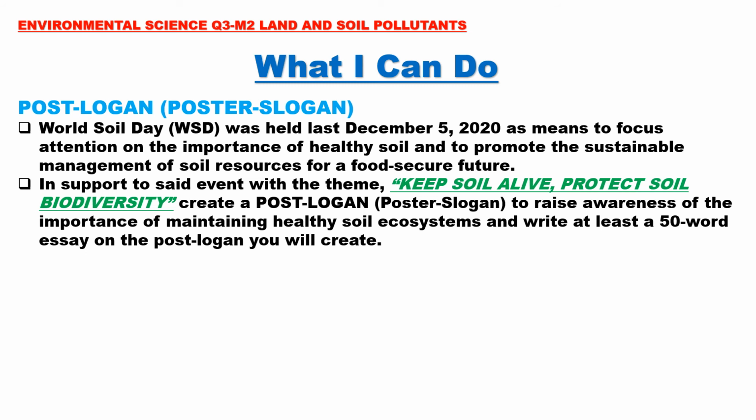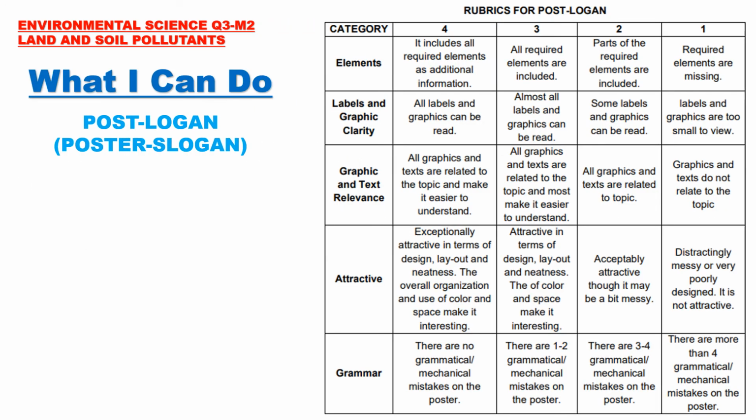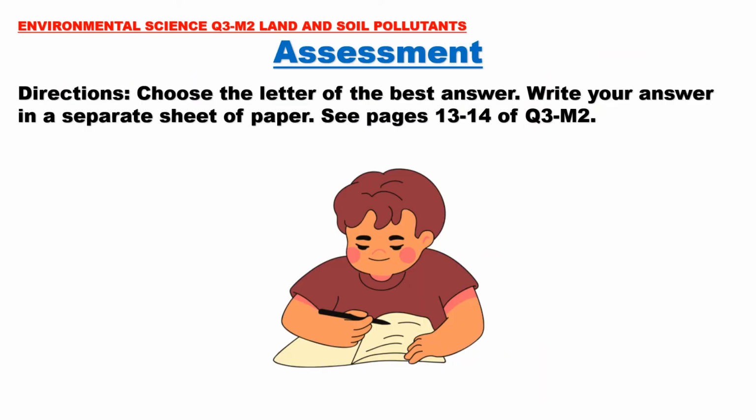So, gagawa kayo ng poster/slogan and then you're going to write a 50-word essay tungkol doon sa ginawa niyong poster/slogan. So this will be the rubrics for your post slogan. So category, elements, labels and graphic clarity, graphic and text relevance, attractiveness, and then grammar. So kapag okay lahat, perfect score is 20/20. Next assessment, choose the letter of the best answer.